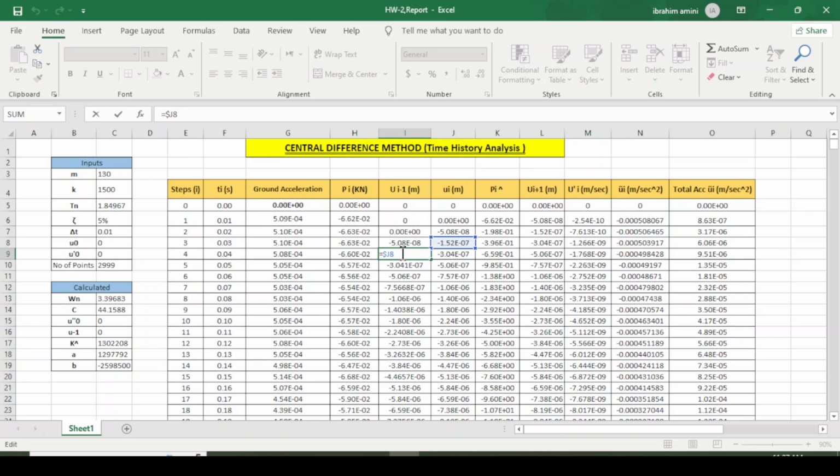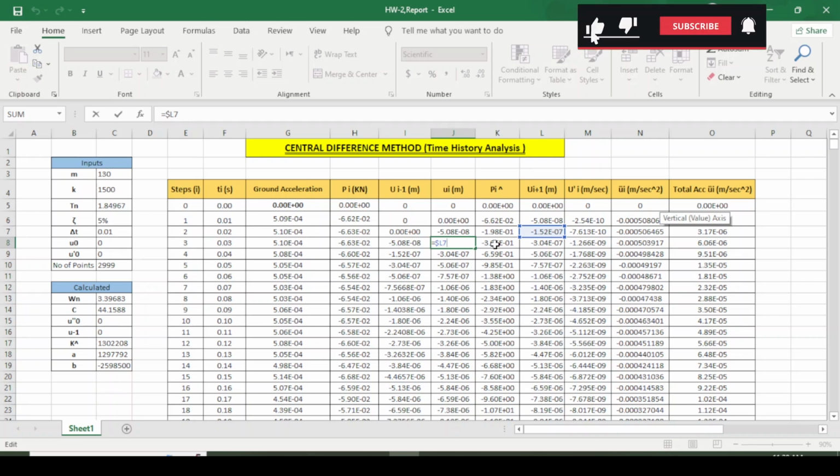This step will be taken from here, and the same, this will be taken from here, and for this one, for example, this will be taken not from the same row, but from one row above it. So I will show you the displacement U i plus 1, U i minus 1 from one of the manual calculations which I have done. You will be able to get some good information from that.